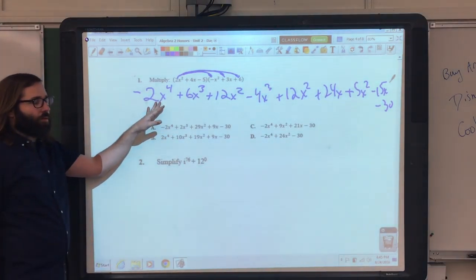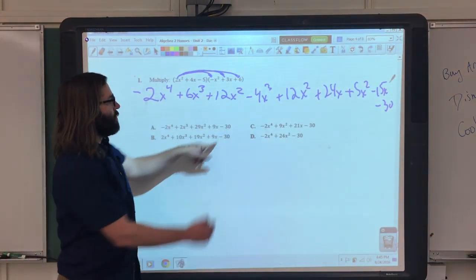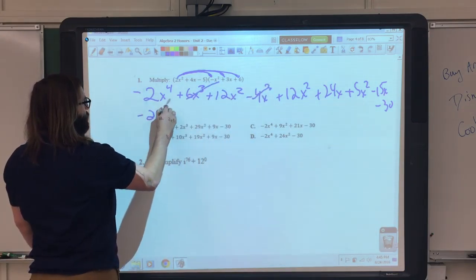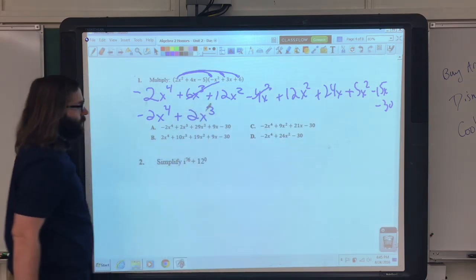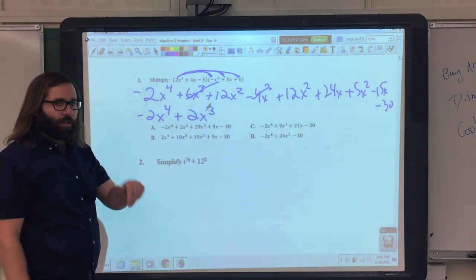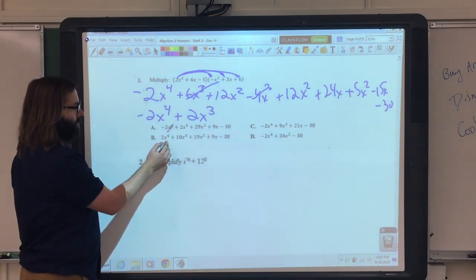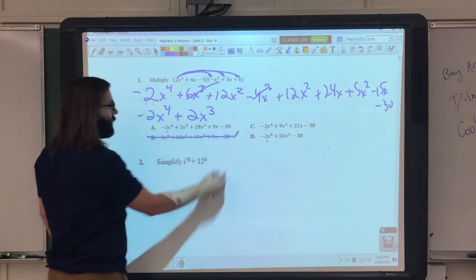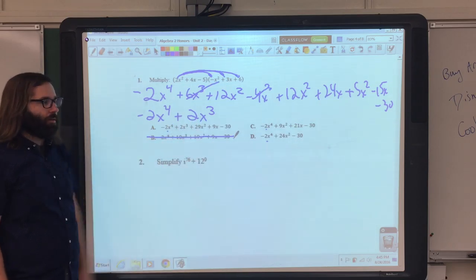Can't do anything with the fourths, but our thirds, we have a plus 6 and minus 4. So these guys cancel, you get negative 2x to the fourth plus 2x cubed. So just a test taking strategy. Let's look. Okay, plus 2x or minus 2x, minus 2x. This one we can cancel out immediately because it doesn't have our two terms. We know we did this correct.